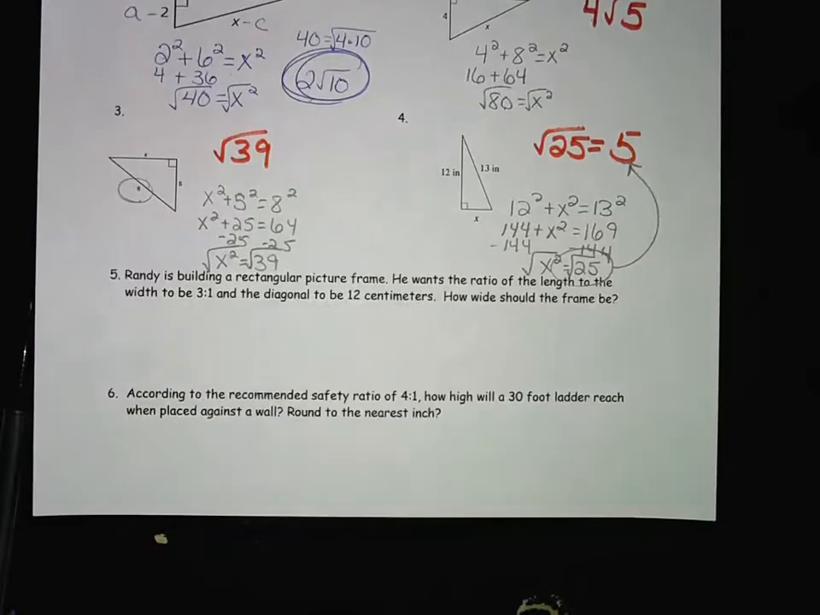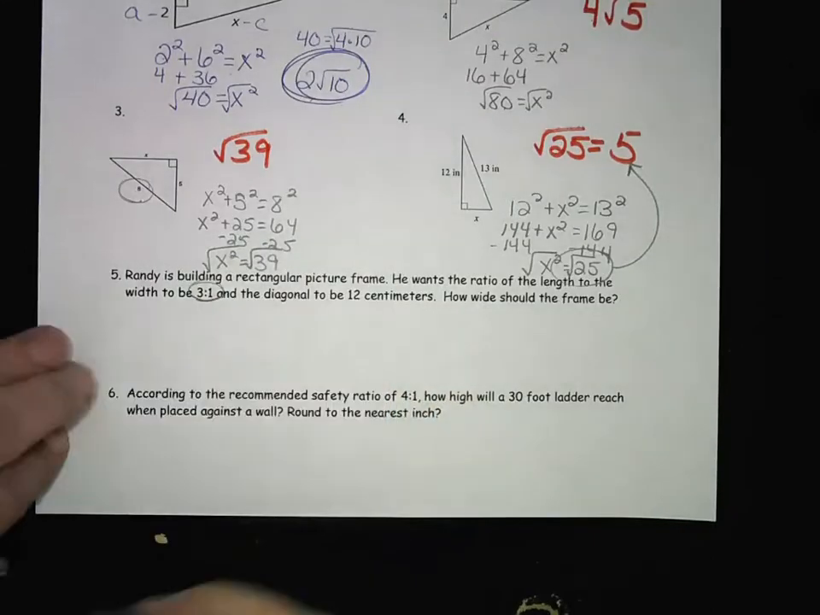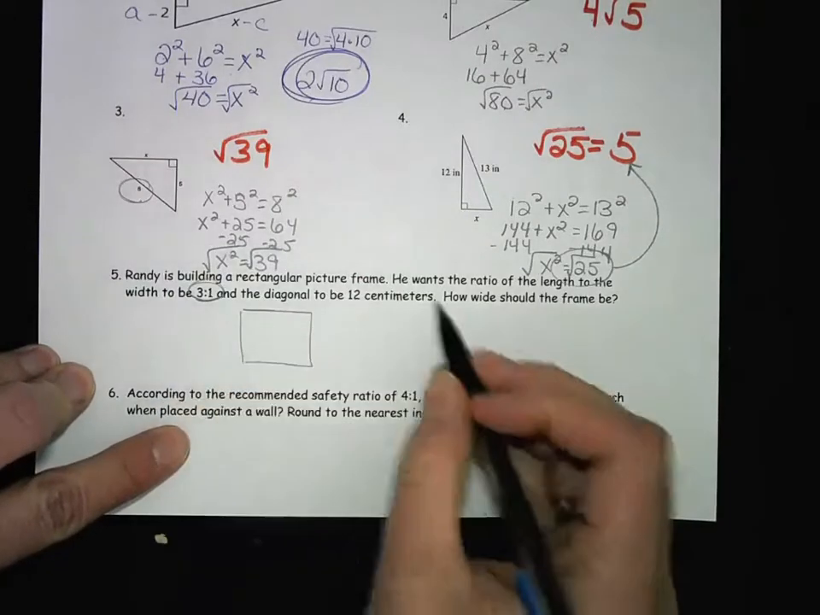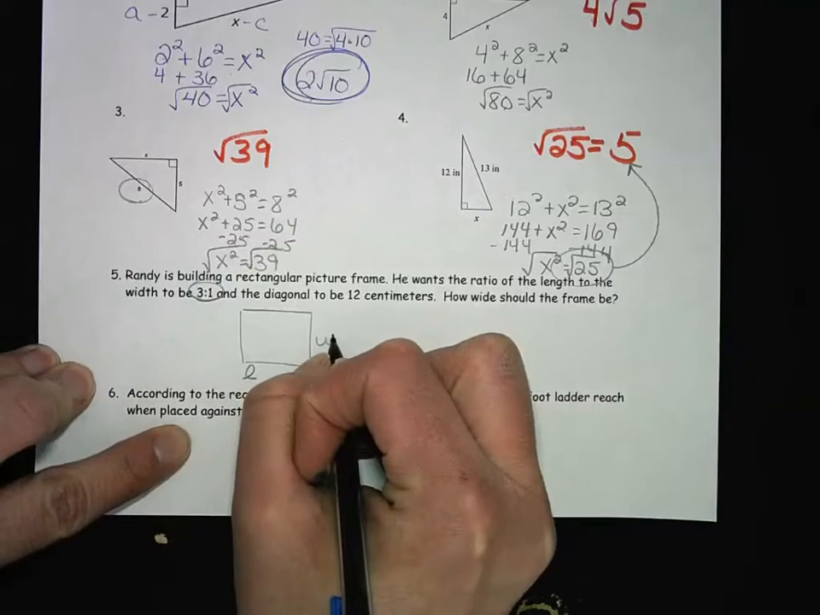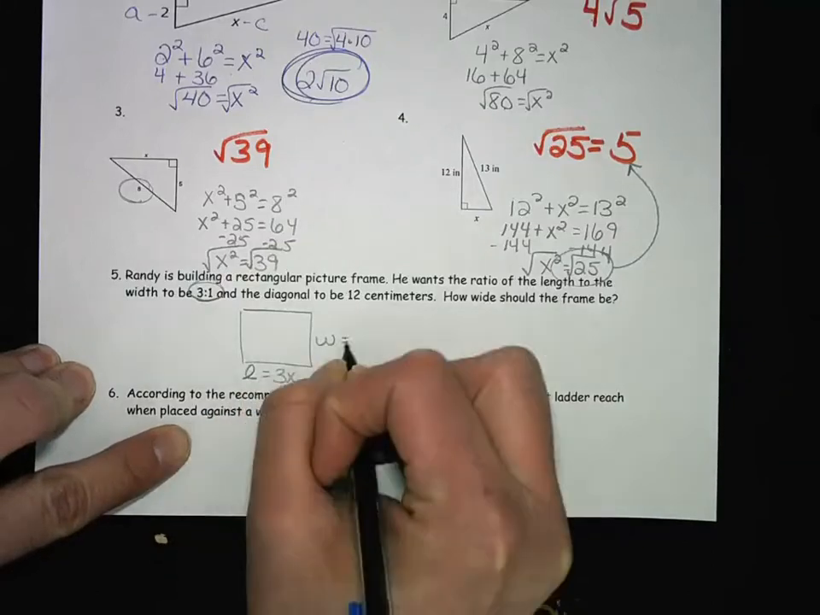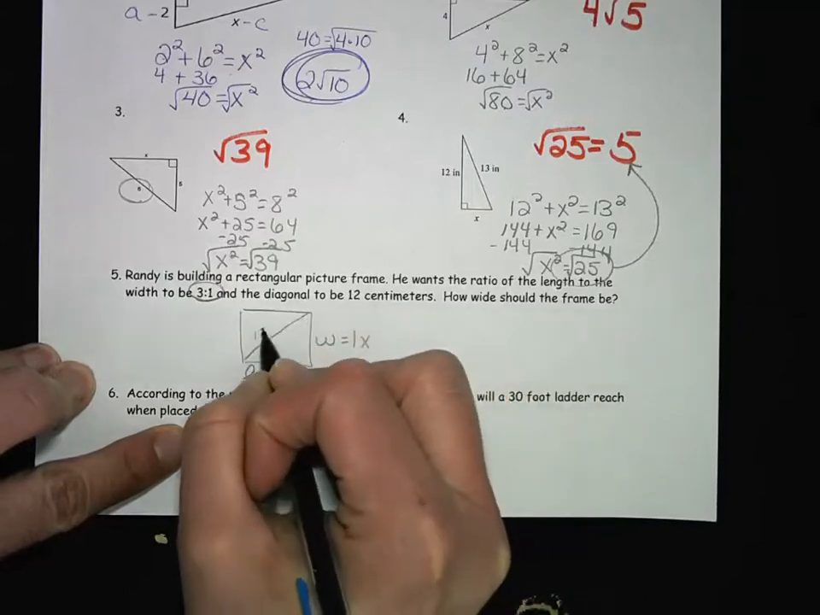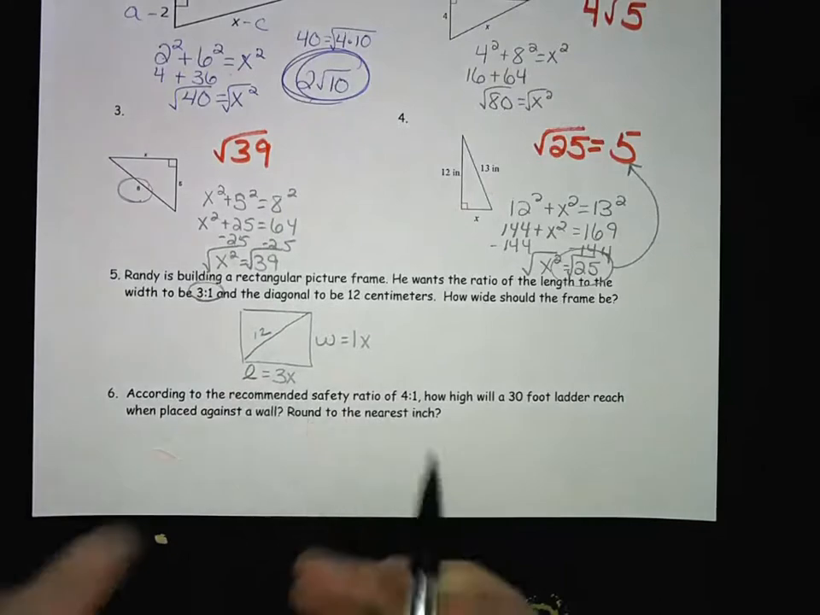All right. The next one is an application. And if you read it, basically the most difficult part here is it's talking about this safety ratio. So think about, you've got this rectangular frame, okay? And it says he wants the ratio of length to width to be 3 to 1. So length is 3, width is 1. Then it says the diagonal is 12. So now you can kind of see how you're going to have to work your Pythagorean theorem.